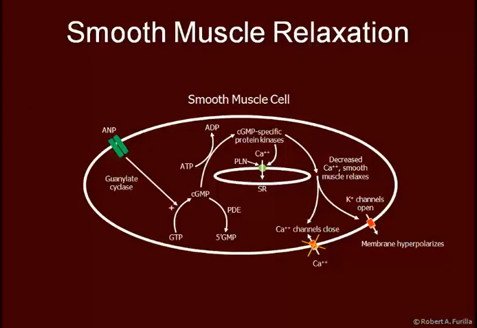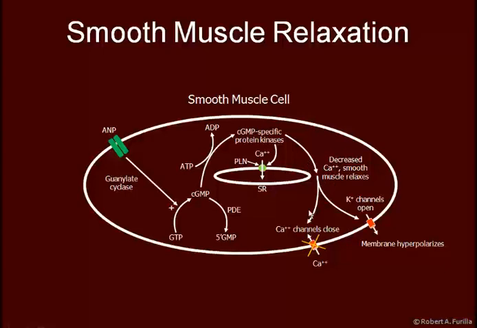In a smooth muscle cell then, ANP stimulates a particulate guanylate cyclase, and that guanylate cyclase then is responsible for converting GTP to cyclic GMP. Cyclic GMP then is responsible for phosphorylating the protein kinase G, which stimulates phospholamban. Phospholamban promotes calcium uptake into the sarcoplasmic reticulum. This also causes a decrease in cytoplasmic calcium, which leads to muscle relaxation.